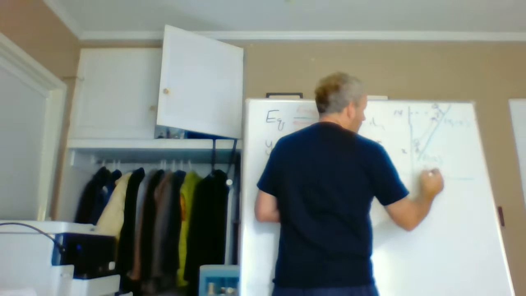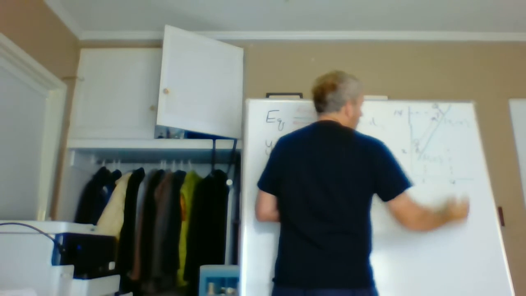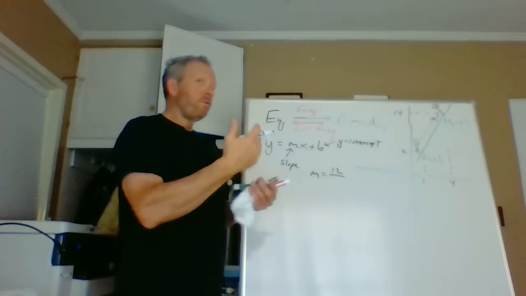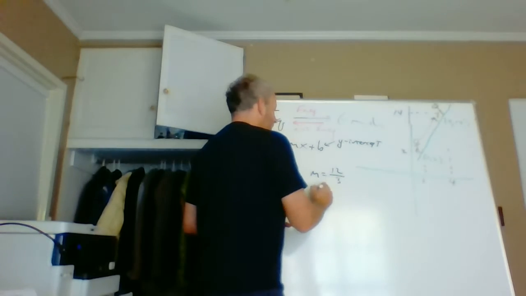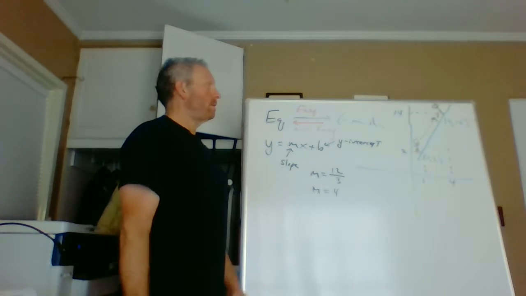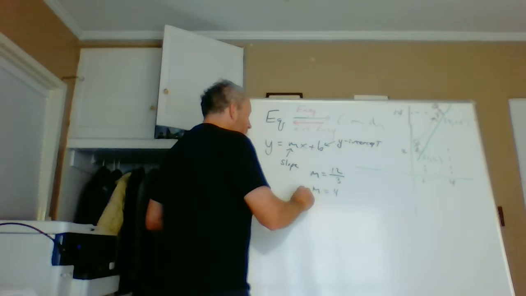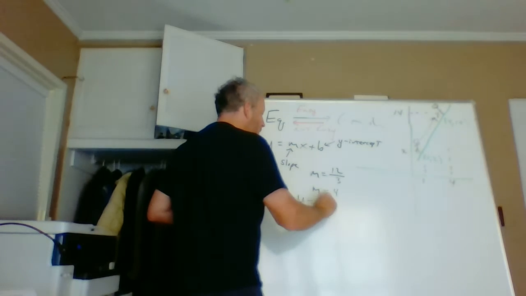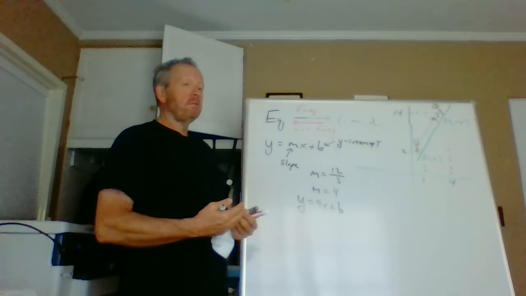How far over did we go? Well, we started at a horizontal position of 1, and we wound up at a horizontal position of 4. So if we go from 1 to 4, how far over to the right did we go? Well, 3. 12 divided by 3 is 4. So the slope of this particular line is 4. And what does that mean? That means I now know that y equals 4x plus b, and all I have to do is find b.